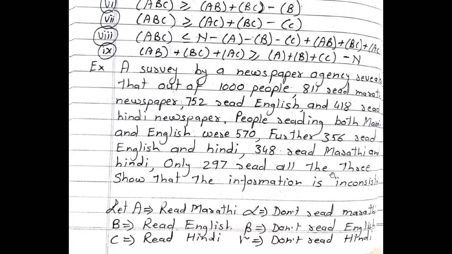So if you see, the example is based on 3 attributes. So let us define the 3 attributes as follows. Let A denote the attribute that the person reads Marathi newspaper. Hence alpha will be the attribute that the person doesn't read Marathi newspaper. B, the person reads English newspaper. Beta, doesn't read English newspaper. C, the person reads Hindi newspaper. And gamma will denote that the person doesn't read Hindi newspaper.